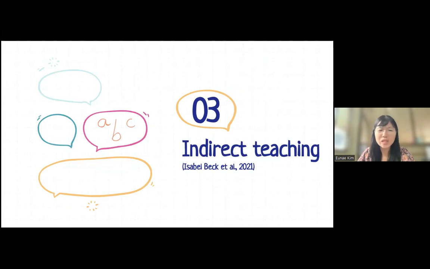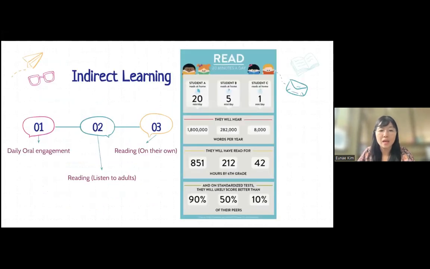So students actually learn vocabulary from indirect teaching in 3 ways, maybe. Daily oral engagement. But how many students do you usually have in your class? Like, in one class, how many students? Like 30 students? Is that right? So how would you engage yourself in conversations with your students? How would you do that with a big group of students?